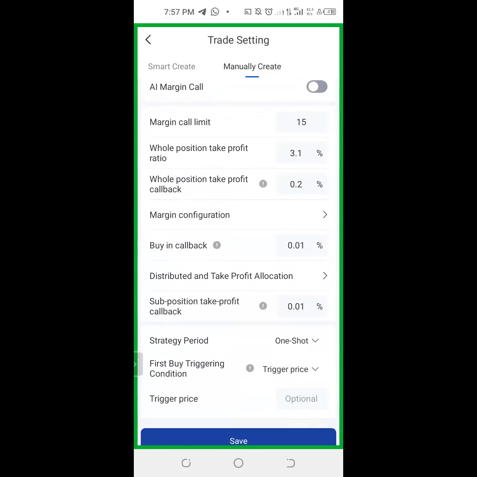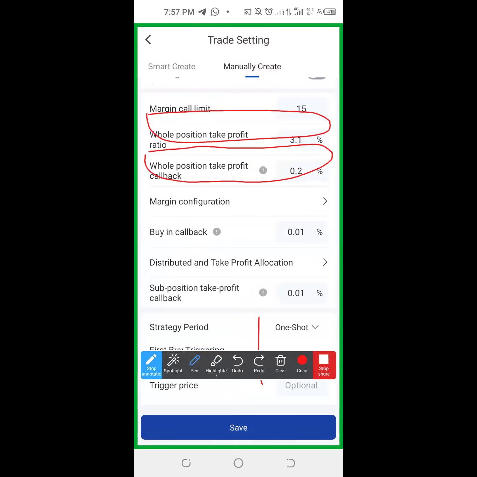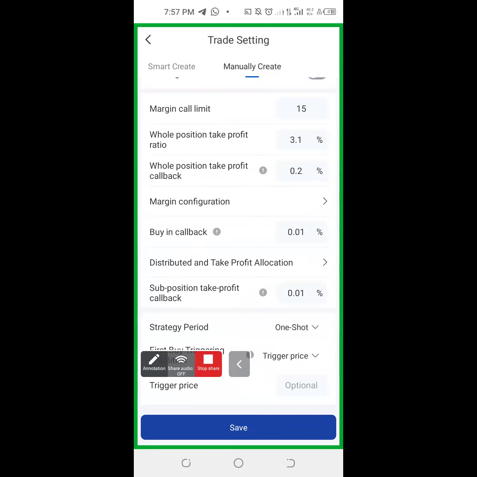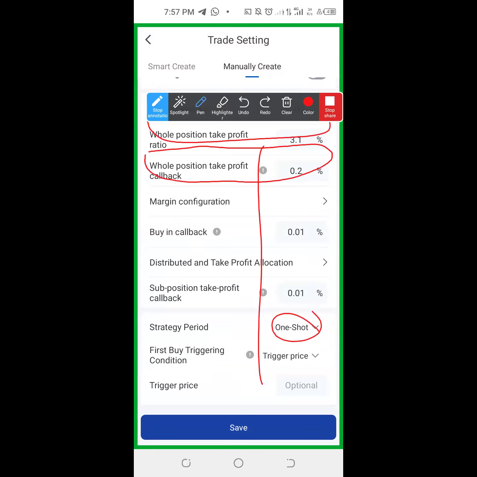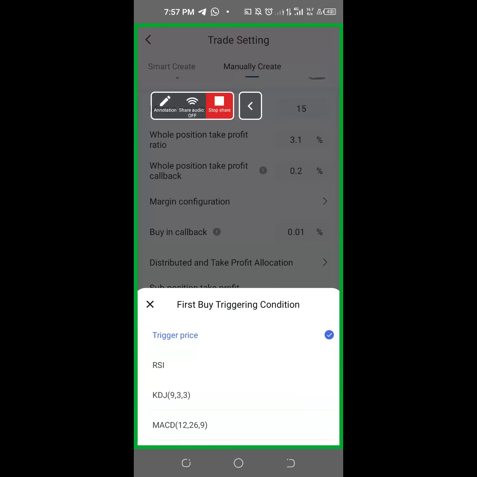So where we are going is here, where you see, ensure that it's on one shot, very, very important. This is where we are going. You now see where they wrote first buy, triggering condition, trigger price. You now click that trigger price. It will show you four things: if you want to use the trigger price, the RSI, the KDJ, or the MACD.